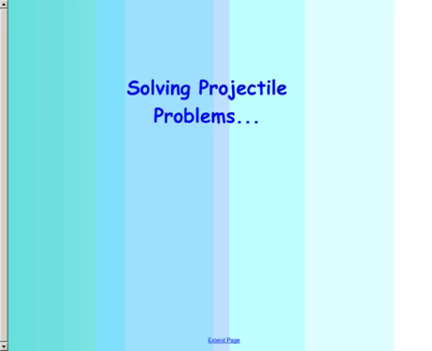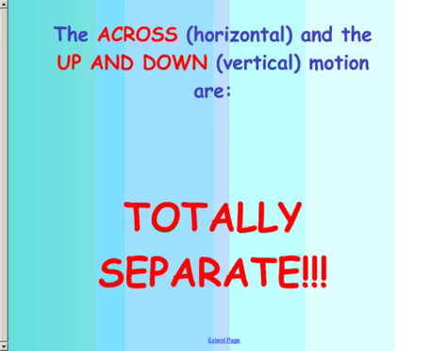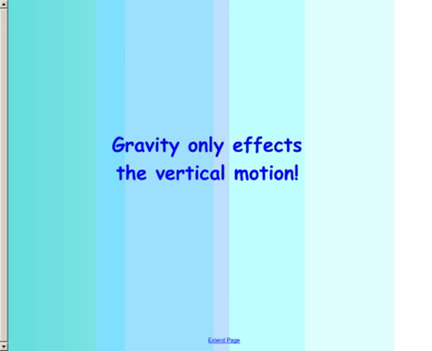First thing, from last time, remember the across motion and the up and down motion are totally separate. Remember also, gravity is only changing the up and down motion, the vertical motion. Gravity is only pulling something down. It doesn't change what goes across. So it'd be good to write those things down again to get them into your head.